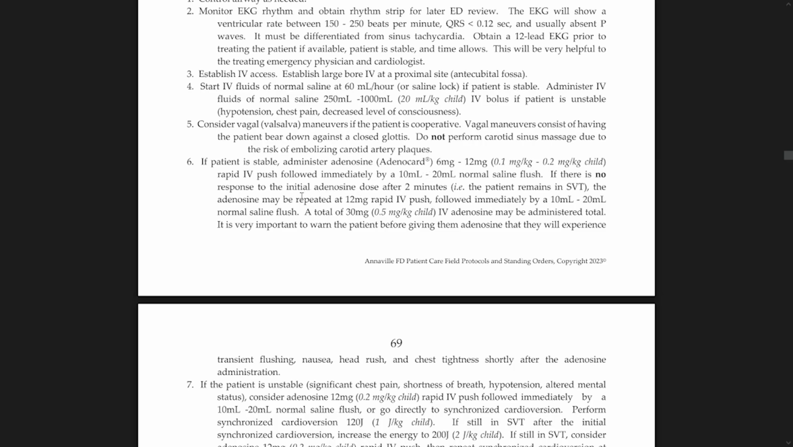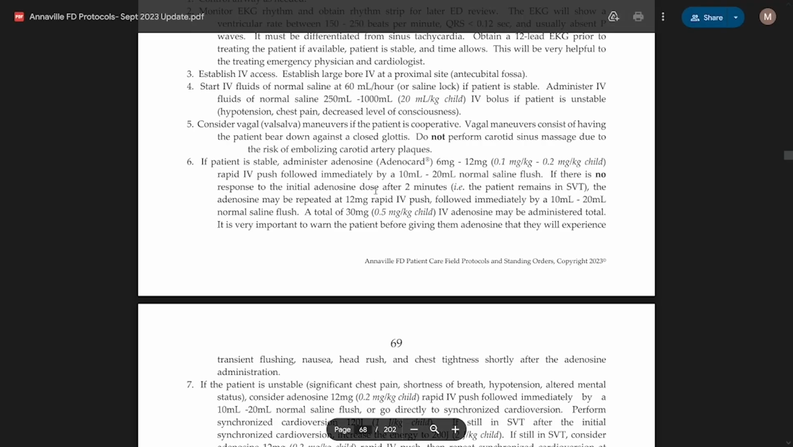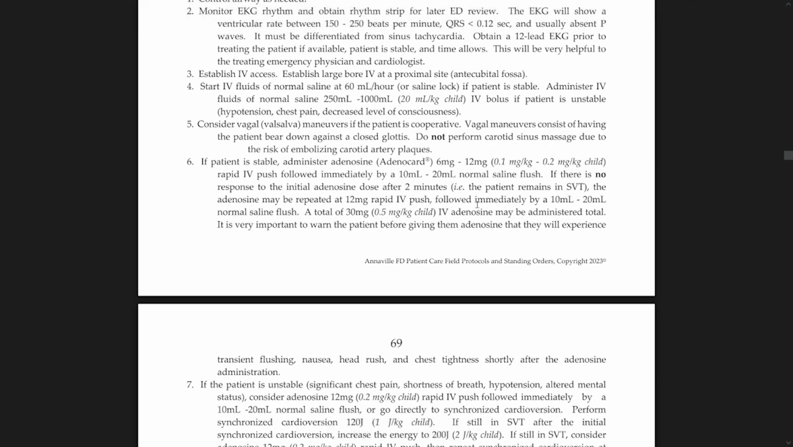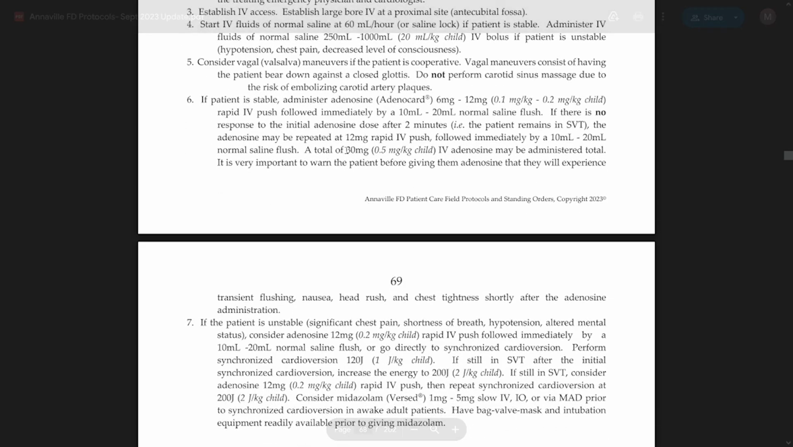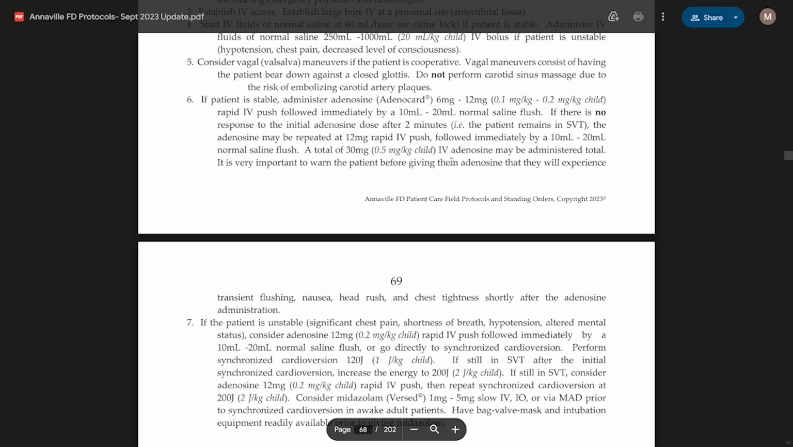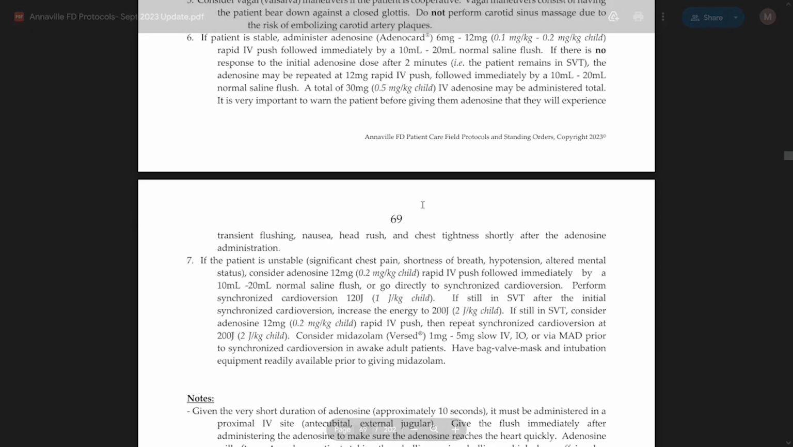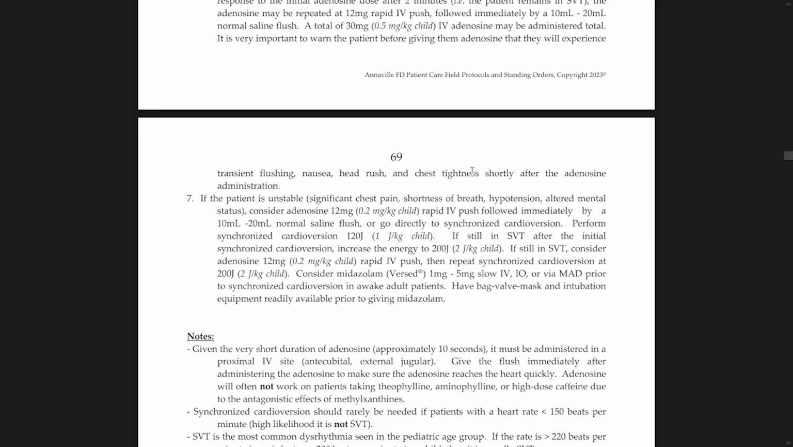If there is no response to the initial adenosine after 2 minutes and the patient remains in SVT, the adenosine may be repeated at 12 milligrams with a rapid IV push, followed immediately by a 10 to 20 milliliter flush. A total of 30 milligrams, or 0.5 milligrams per kilogram for a pediatric patient, of IV adenosine may be administered in total. It is very important to warn the patient before giving adenosine that they will experience transient flushing, nausea, head rush, and chest tightness shortly after the adenosine is administered.